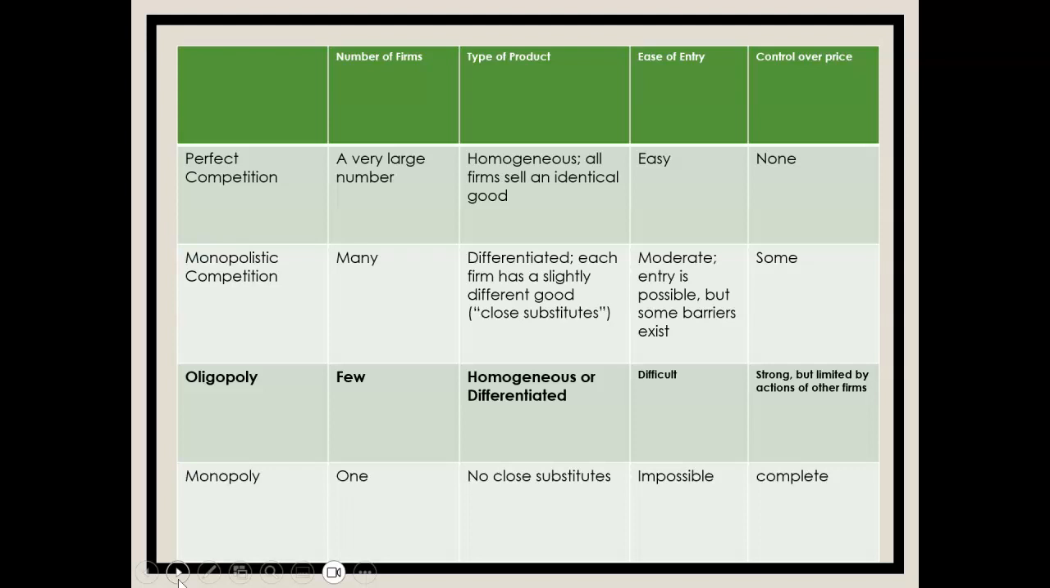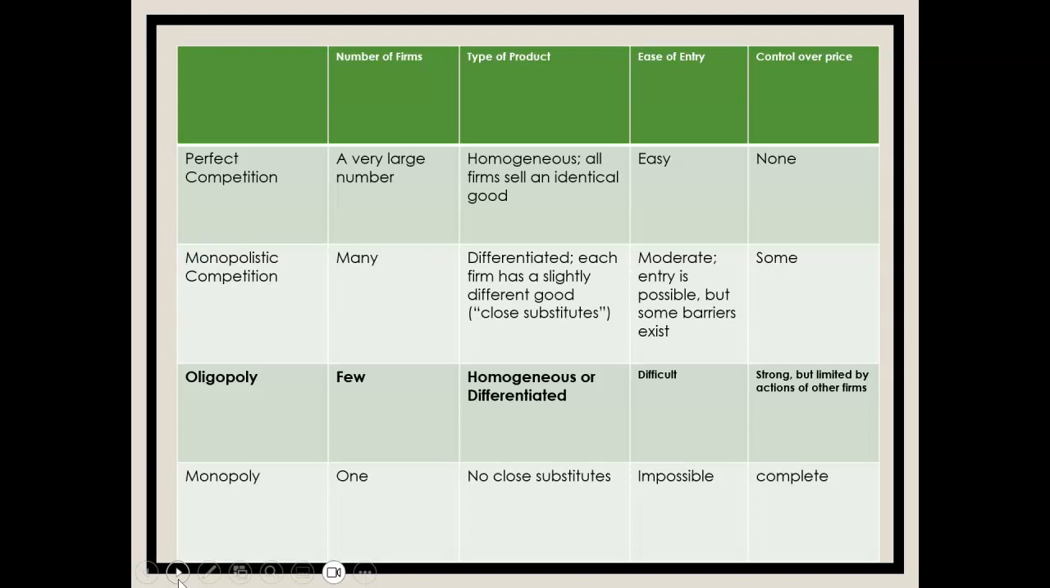from monopolistic competition to the extent that there are a few competitors in the market rather than many as in monopolistic competition, where a product can be either homogeneous, that is identical, or it can be differentiated from everyone else's, where entry is difficult, and we have strong control over price, but notice it says limited, because that control over price is limited by the actions of other firms. We're going to see that that is the key distinction between oligopoly and all the other market structures.